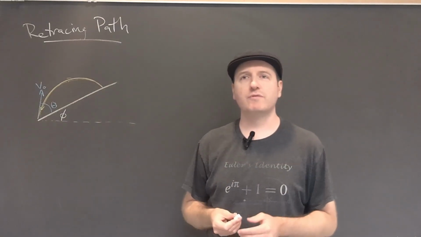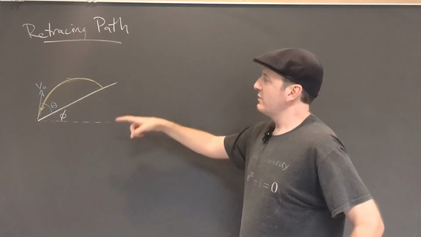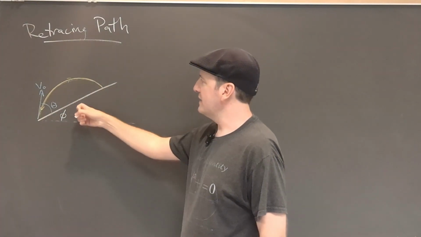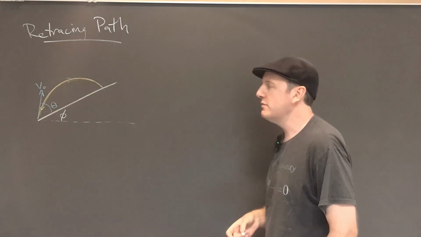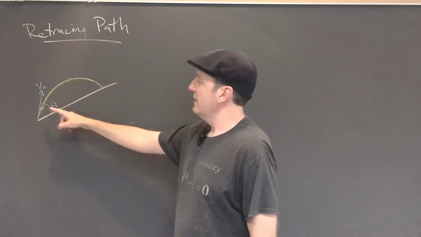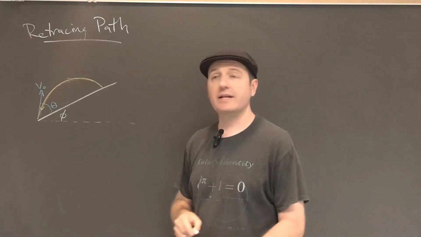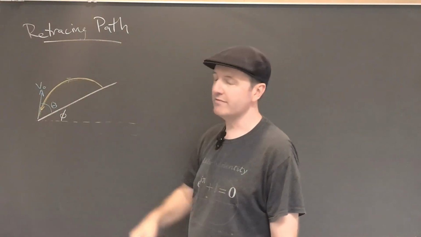Okay, so we have kind of a short one for us today. Let's imagine that we're launching a projectile on an incline, and the incline is at an angle of phi with respect to the horizontal. And then we'll say that the launch velocity of the particle is at an angle theta relative to the incline with some speed v naught.